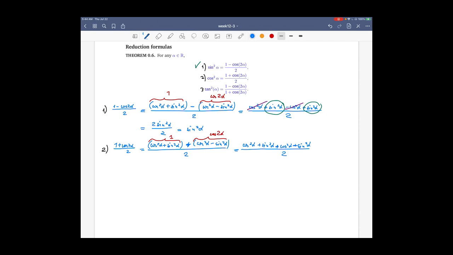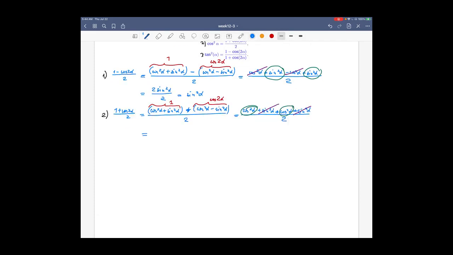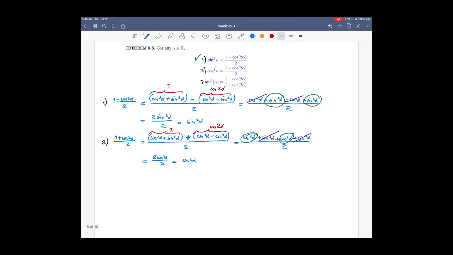This time sine squared cancel out, and cosine squared alpha combines to give us 2 cosine squared alpha over 2. So that is cosine squared alpha. So that proves the second formula.